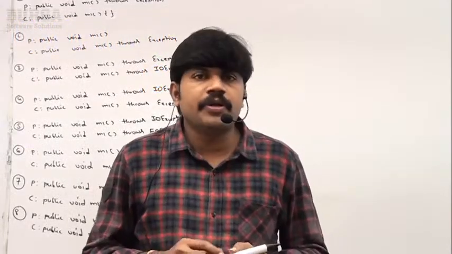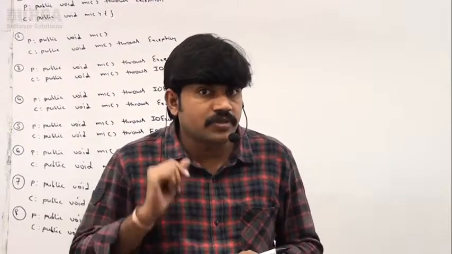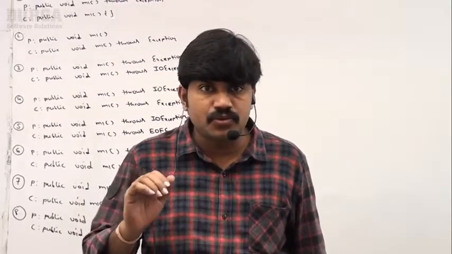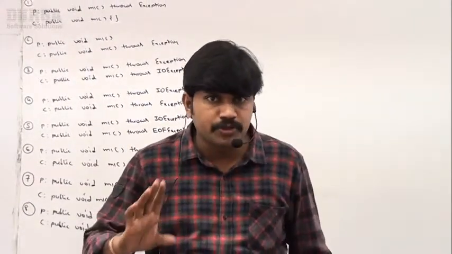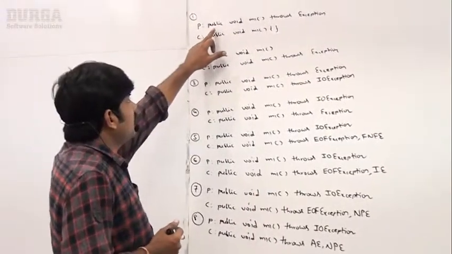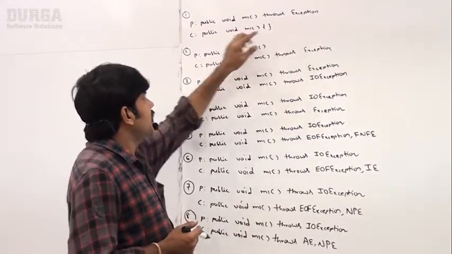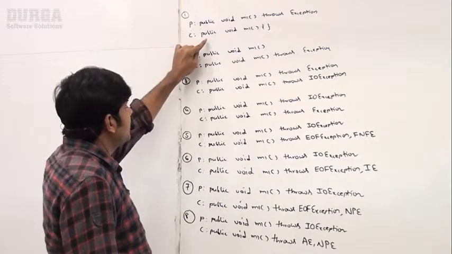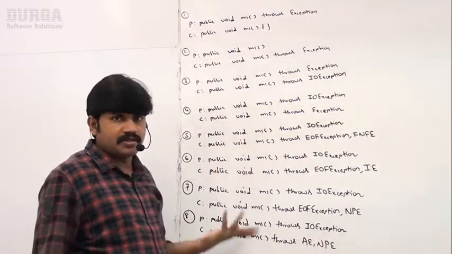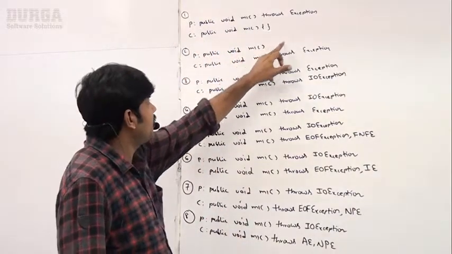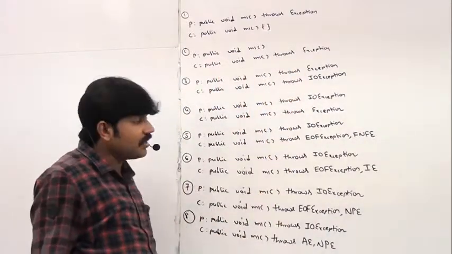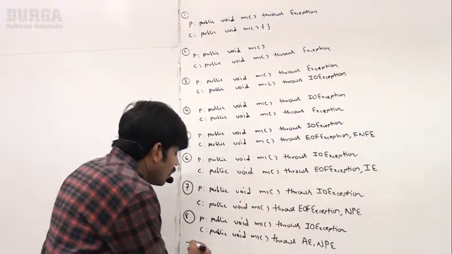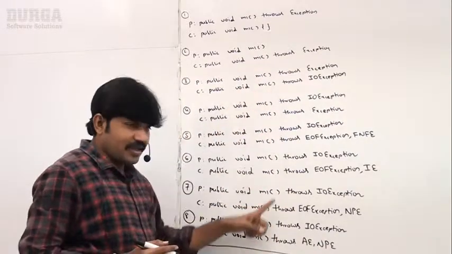The next point related to overriding: sometimes we may use throws Exception or throws IOException. Do we have any restrictions in overriding related to the throws keyword? You should be aware of this. Observe carefully: the parent class method is public void m1() throws Exception, and the child class method public void m1() doesn't throw any exception. In another case, the parent method doesn't throw any exception, but the child class method throws Exception.